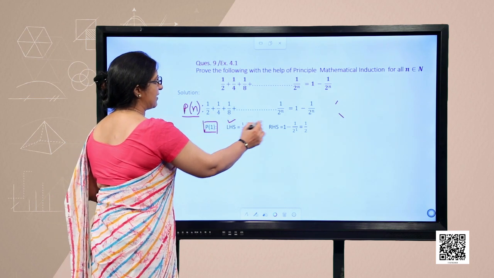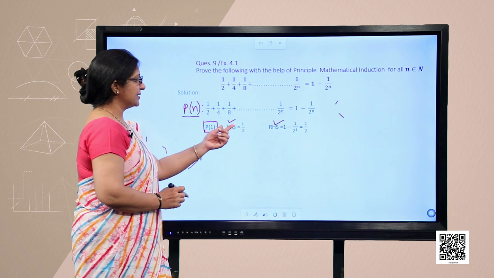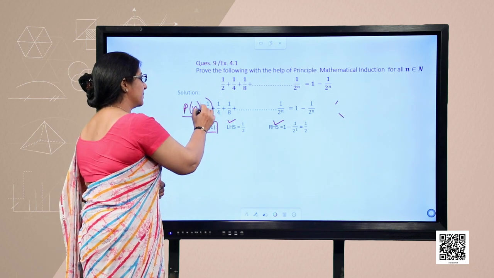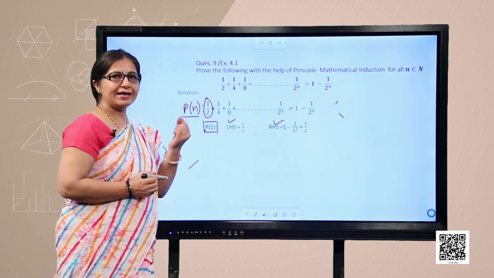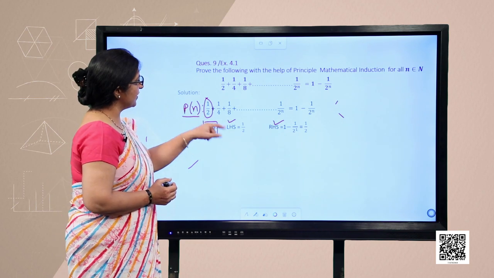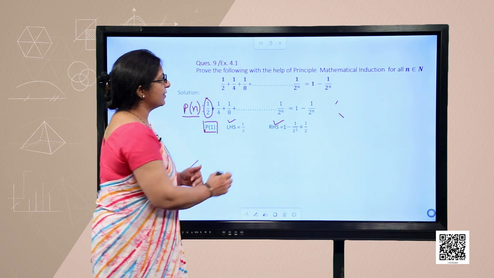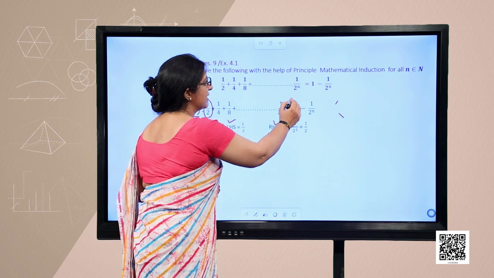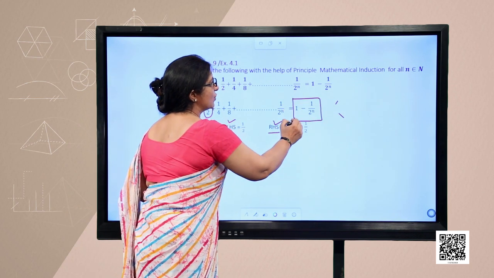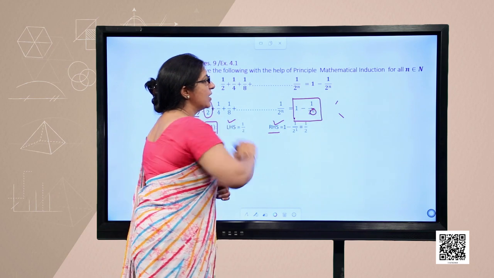We need to take left and right side both. Left hand side means first term. This 1 means one term. So, one term means first term. The result of first term is 1 by 2, and while taking right hand side, we need to replace this n by 1.